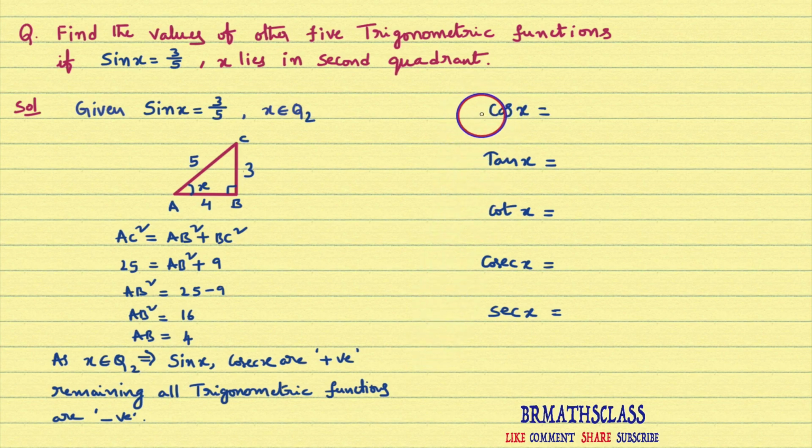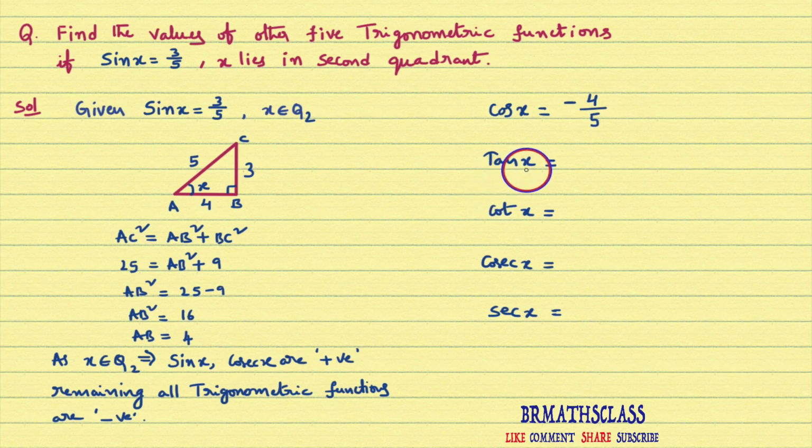Cos x. From the definition, cos x is defined as adjacent side by hypotenuse. Adjacent side is 4, divided by hypotenuse, which is 5. Now it's time to write the sign here. As x lies in the second quadrant, what do you say about cos x? In the second quadrant, sin x and cosecant x are positive, remaining all are negative. So cos x is negative. So we write cos x is minus 4 by 5.